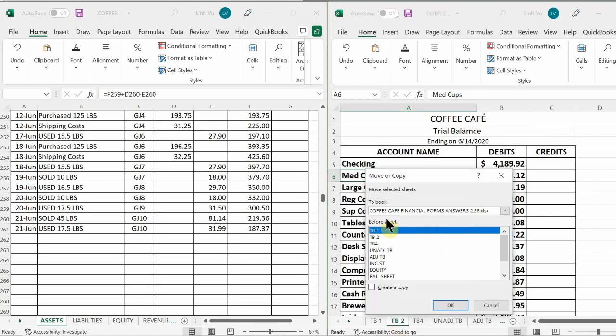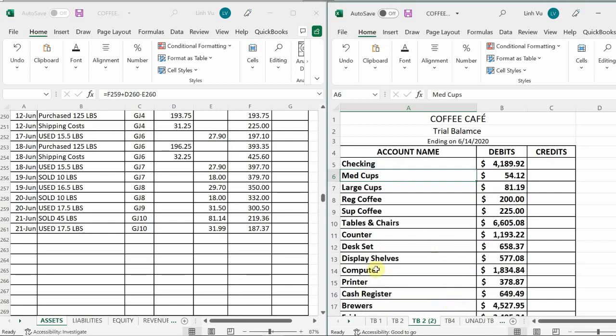Once I click on that, where am I going to place it? I'm going to place it right where trial balance 4 is. And I'm going to click where it says create a copy, and click OK. So now it created a trial balance 2 and a trial balance 2 (2). I'm going to double click on here because I'm going to change this, because this isn't my trial balance number 2. I'm using trial balance 2 to create my trial balance number 3.